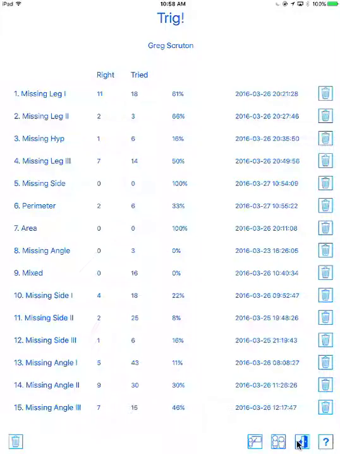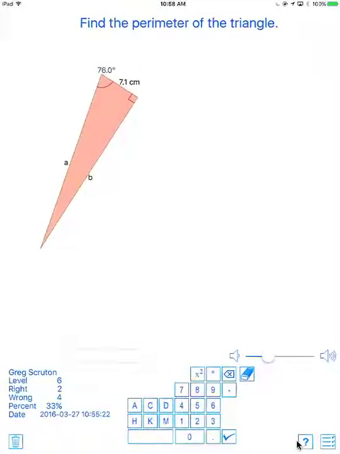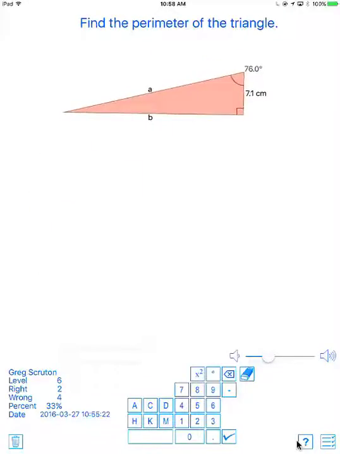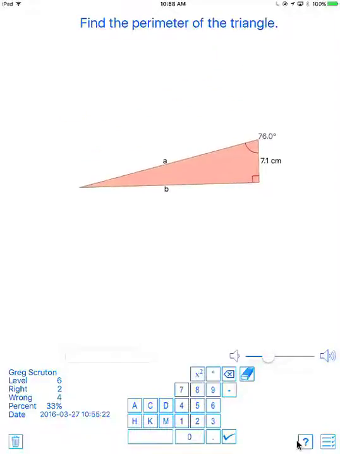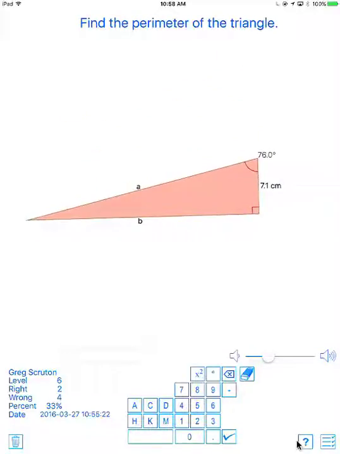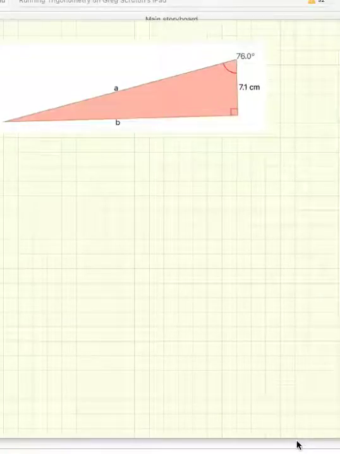I'm going to continue with level 6. All right, find the perimeter of this triangle. Okay, once again, I'm going to rotate this by using my two-finger gesture and rotating. And I'm going to drag it to the center of the screen and maybe make it bigger. I need to find the whole perimeter.